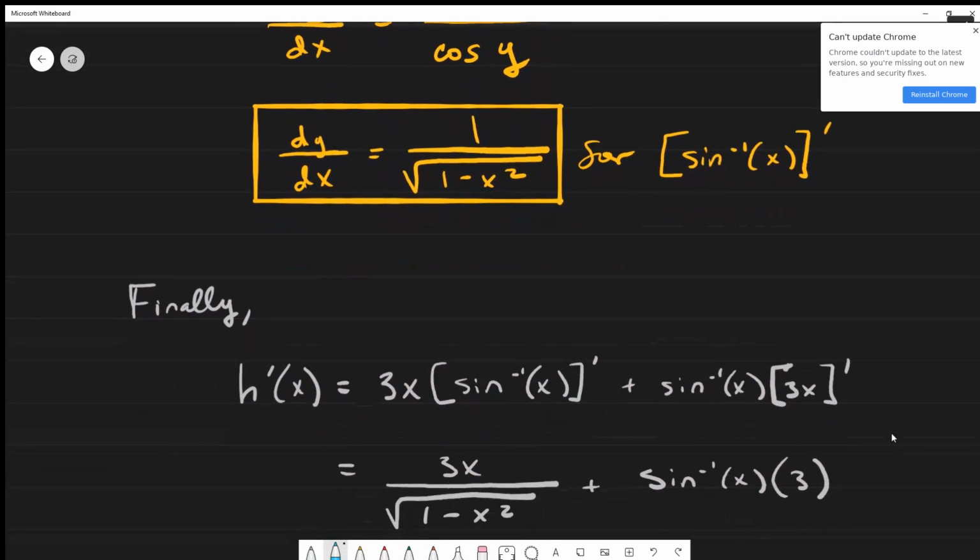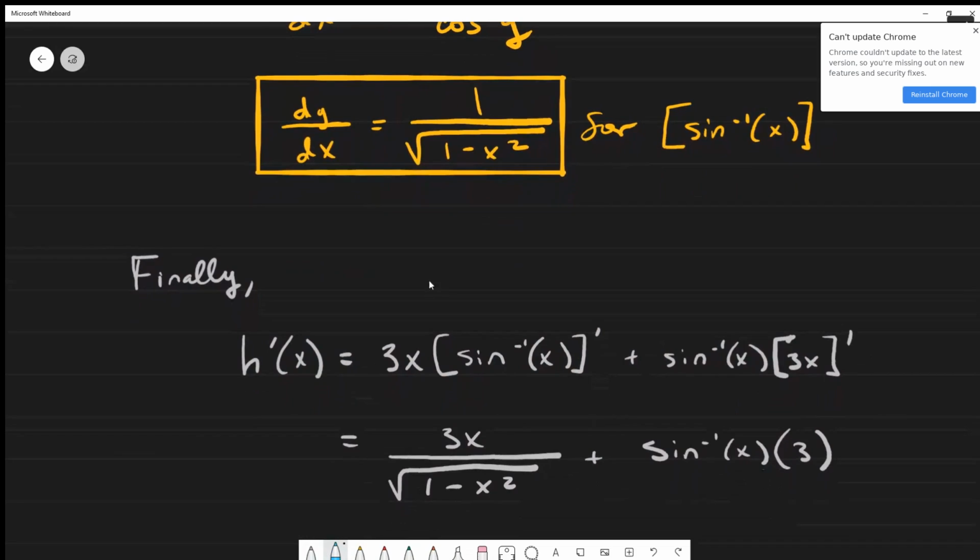Now, the right side is a little bit easier to find. The derivative of 3x is just 3. The derivative of arc sine of x we already figured out was 1 over the square root of 1 minus x squared. So we'll have 3x divided by the square root of 1 minus x squared plus the arc sine of x times 3. That's our derivative for our problem.